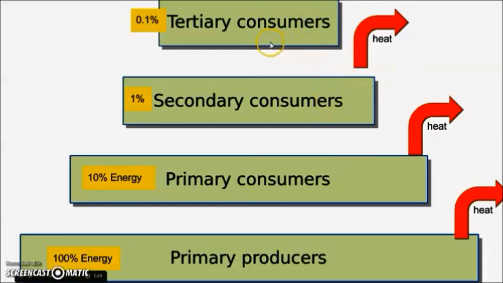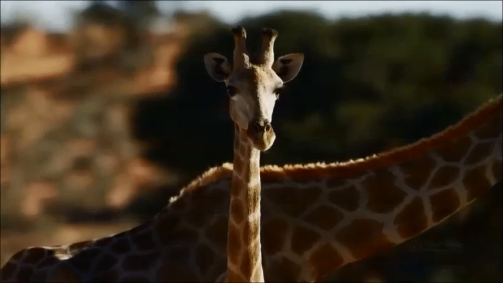So that means that eventually you can't get very high. Most food chains only go to the fourth consumer level, the quaternary consumer, because there's so little energy left over that if there was another organism eating that organism, it wouldn't have enough energy to survive. So 10% gets passed on, 90% gets lost as heat.